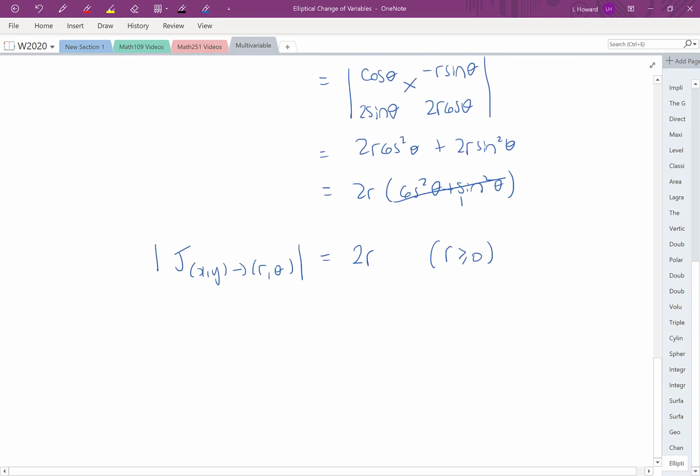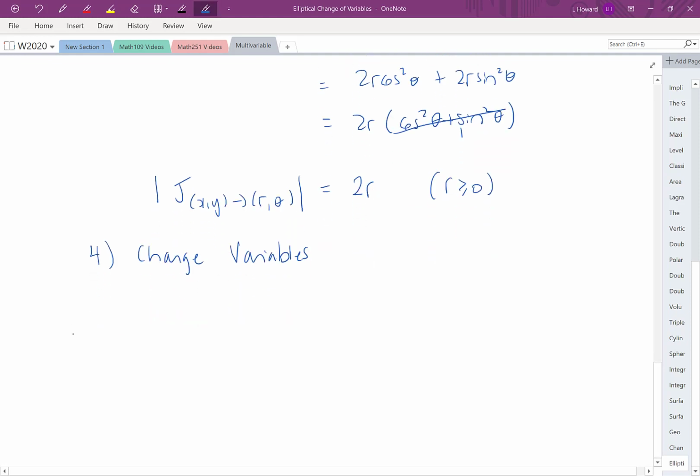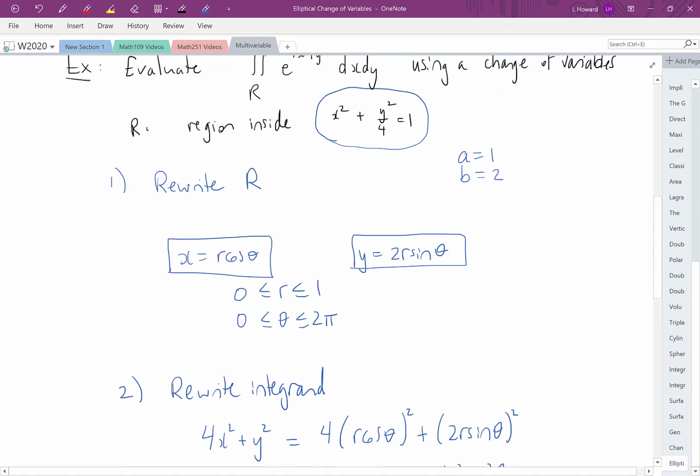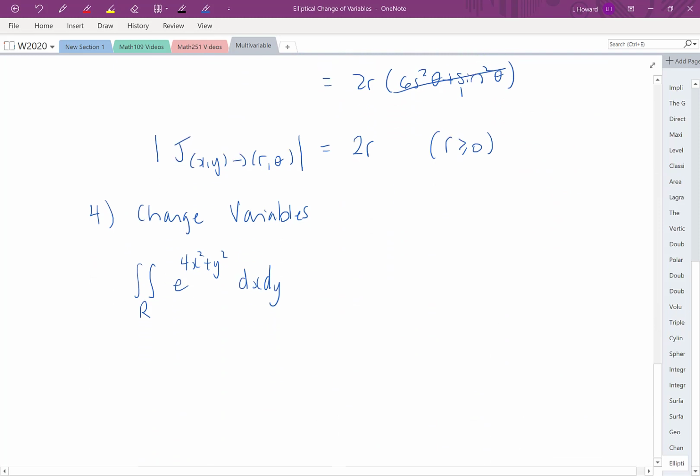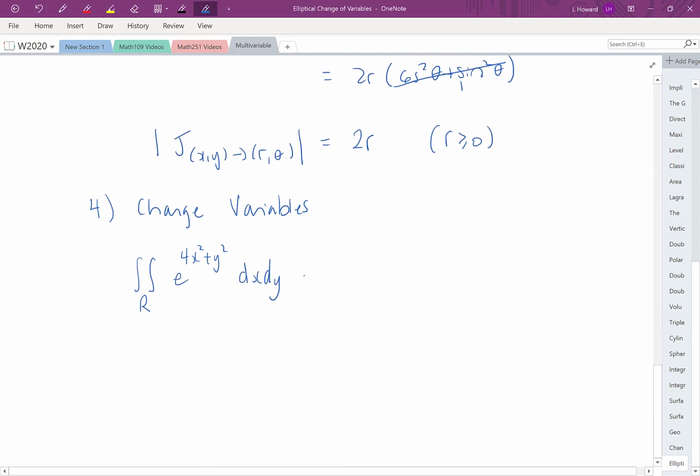All right, and now we're ready to do the fourth and final step where we actually change the variables over. So we can say we had the double integral over this region R of e to the 4x squared plus y squared dx dy. So let's just scroll back for a second and confirm that that's exactly the way the integral was written in the question. Yep, that's exactly what we had there. And we're now going to switch over to our new variables.